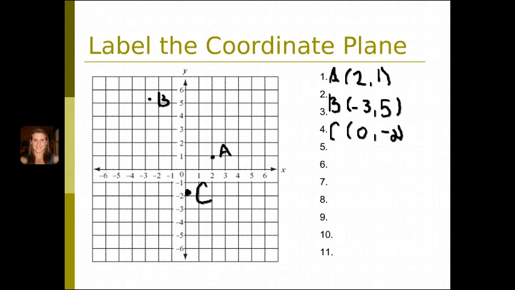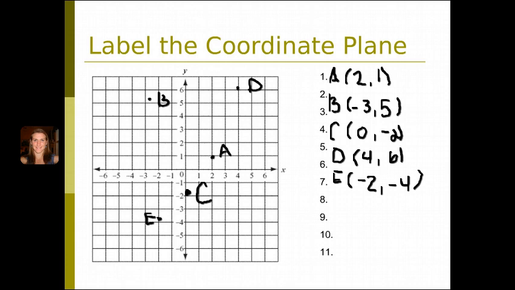Our next ordered pair is (4, 6). From the origin, we go to the right 4 and up 6, and we'll label that with a D. For our ordered pair at E, we have (-2, -4). So we'll go to the left of the origin to -2 and down to -4 and label that with E.